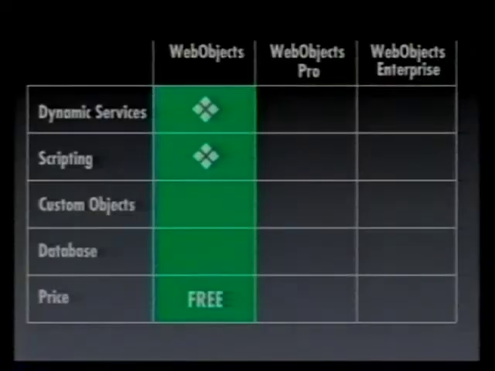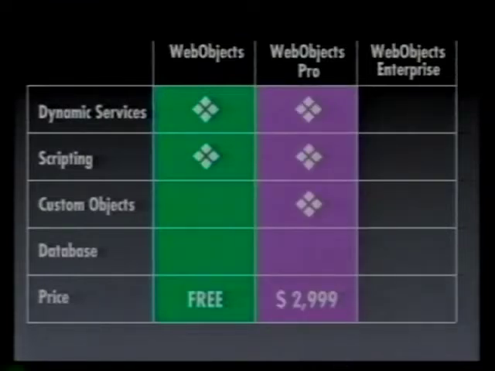Now, how are we going to make money on this? We have thought of a way. And here's the way. The version of WebObjects that is free is the base version. It's an incredibly powerful version. We've often debated whether we're giving way too much away, but we've decided to go for it. But we have the other two versions. And the base version has full dynamic services and the scripting language in it.